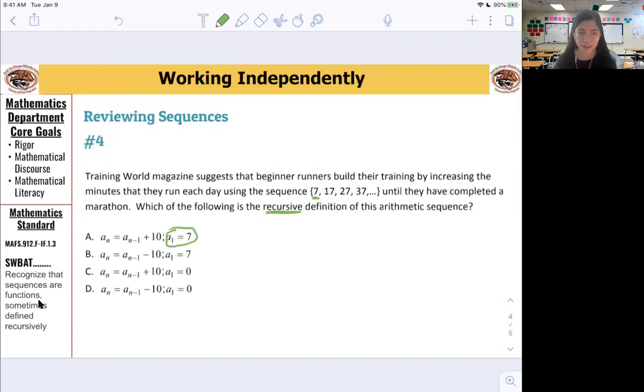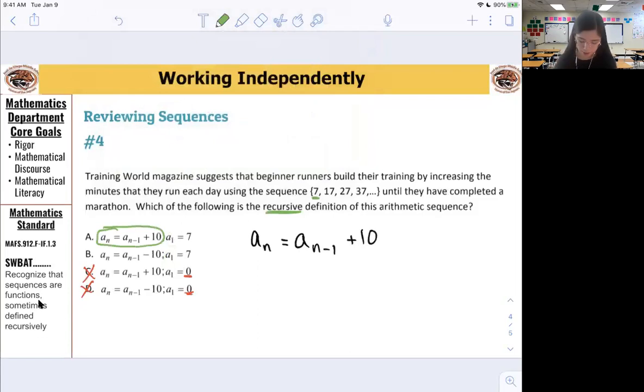So I know A and B give us the correct value for A of 1, but C and D don't because they're telling me it's 0, which is wrong. So automatically I've gotten rid of 2 answer choices. Now let's take a look at what answer choice A is actually saying. We're just going to rewrite answer choice A right over here. So I'm just looking at this part, the actual rule.